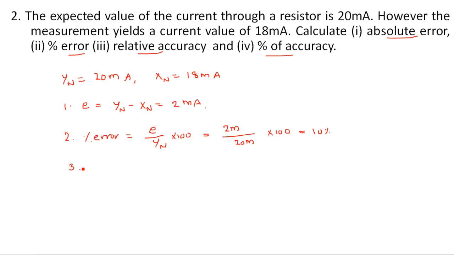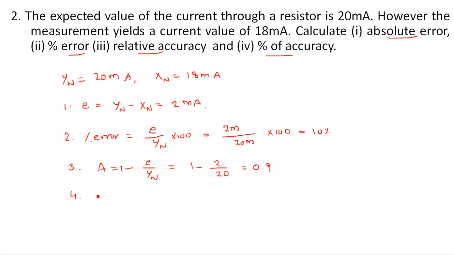Next, coming to the third value, relative accuracy. So A is equal to 1 minus E by Yn. That means 1 minus E by Yn, that is equal to 1 minus 2 by 20. 2 milli by 20 milli is 1 by 10, 10 minus 1, 9 by 10, that is equal to 0.9.